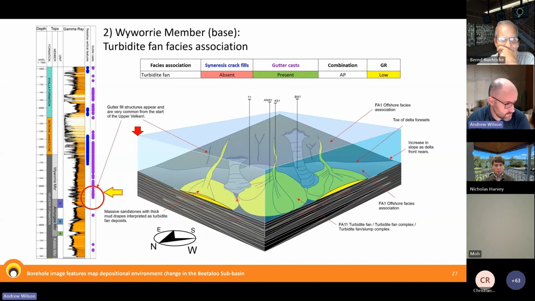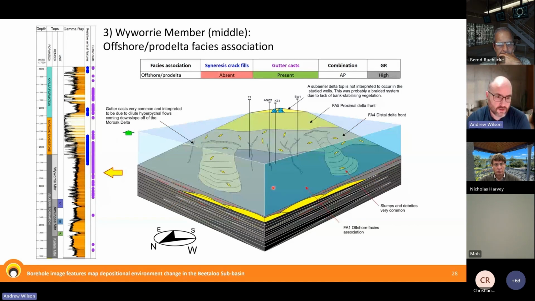Above this is a bunch of massive sandstones with slumps and heterolithics, which we interpret to be base of slope kind of turbidite fans. These start to see the gutter cast fills appearing, but we're not seeing any syneresis crack fills, interestingly. So they seem to appear at the base of a slope because we're inferring slope from the presence of these gutters, but also we see the increase in slope in the dip data. Then as we go up into the offshore sort of pro-delta area, we're still seeing the gutters, we're seeing an increase in slope, but we're seeing a lot more heterolithics and an awful lot of slumps in this region.